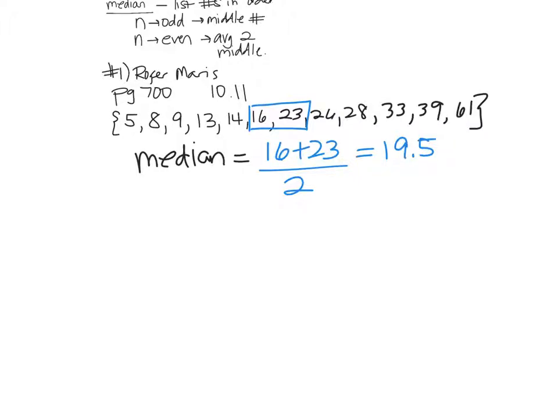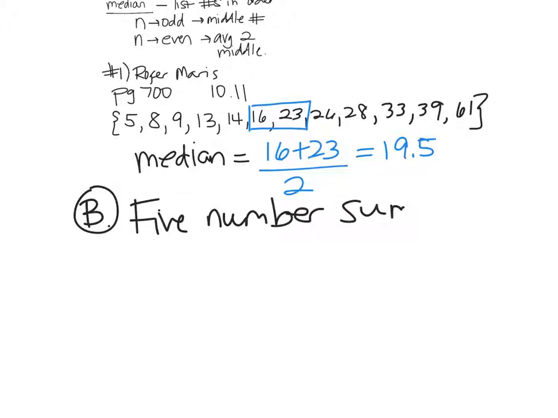Okay. So that's just the basic, find the median. Now let's go ahead and we're going to talk about the next thing, which is the 5-number summary. Some of you have learned this and some of you haven't. Some of you learned it last year and you don't remember it. All right, the 5-number summary.